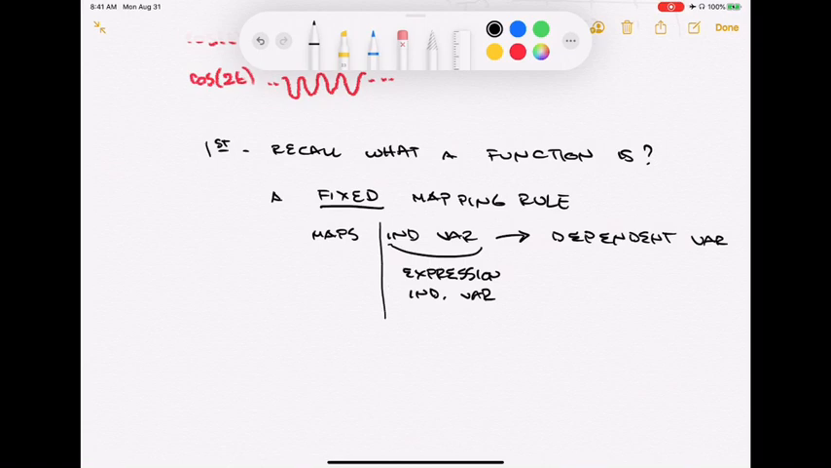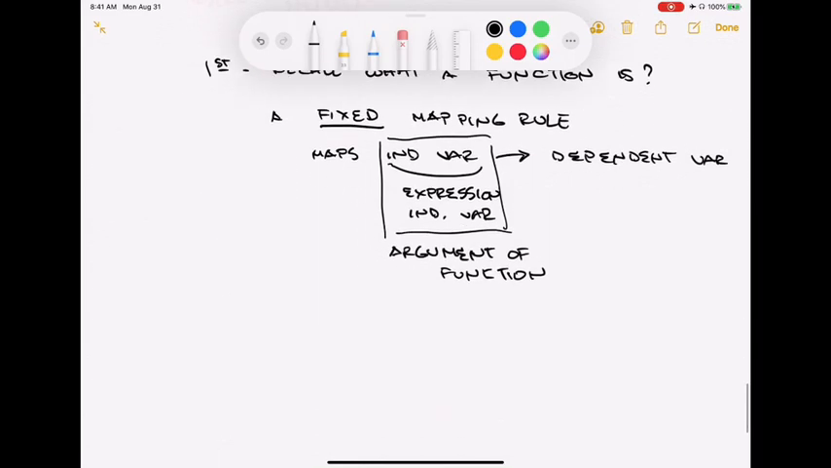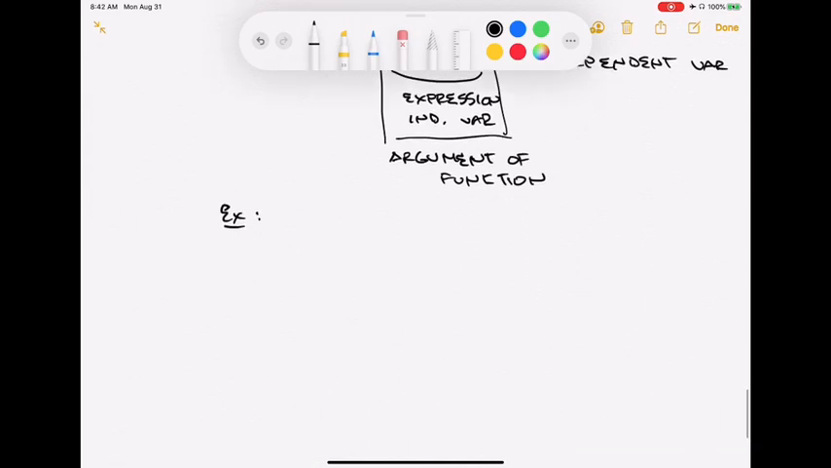So let's get rid of all of this. We usually think of it as an independent variable, but we could put an expression in there. So let's say the argument. It maps the argument of the function to the dependent value. Let's demonstrate this idea. It seems maybe a little obvious, but let's make sure we all got it through this example. I'm going to look at an example that's really simple, and it's a function we need to know anyway.